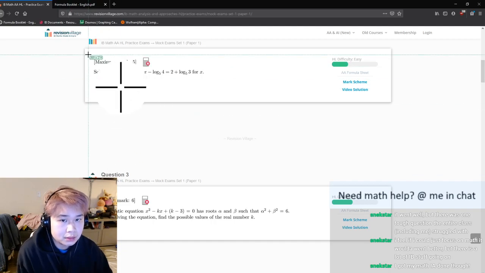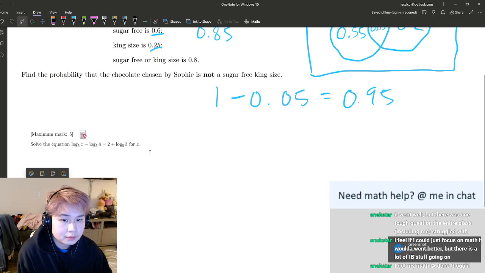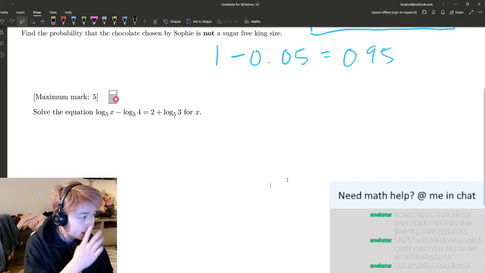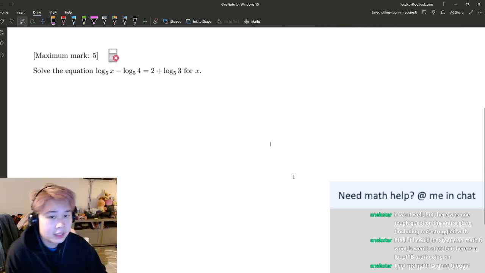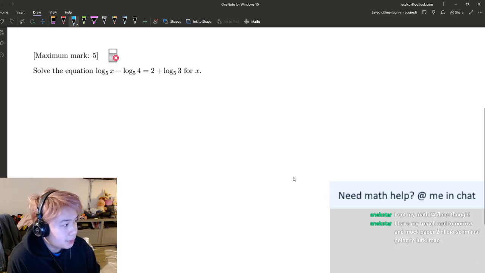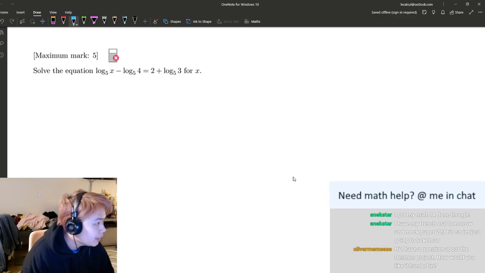And then question 2. Your standard solve for x log question. Let's see. I would like to collect everything together, but first I have some questions.